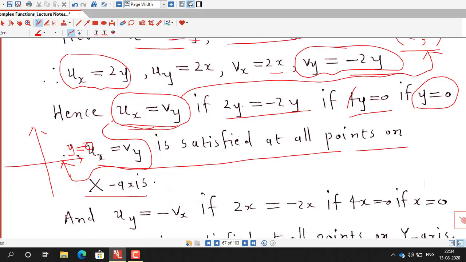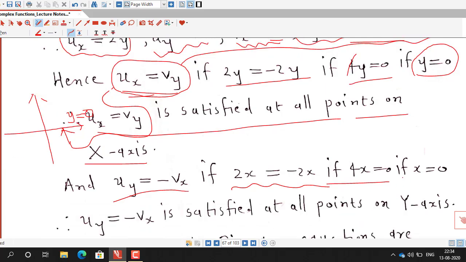X axis can be represented by the line y equal to 0. Similarly, we can check for second equation. For second equation, we have to concentrate on these two derivatives. So u y equal to minus v x if 2x equal to minus 2x. This means if 4x equal to 0, that is if x equal to 0, and the points for which x component is 0 are obviously on y axis. So second equation is satisfied at all the points on y axis.